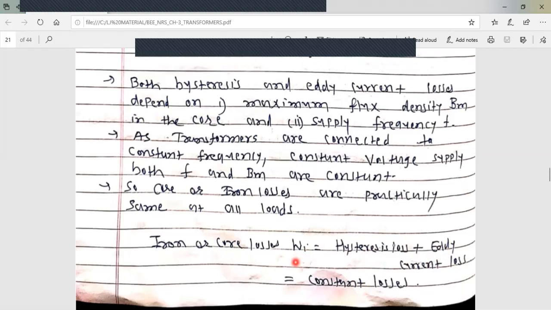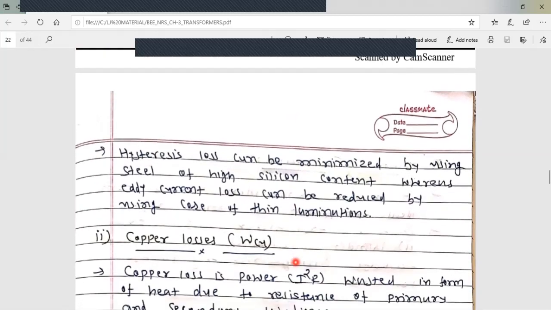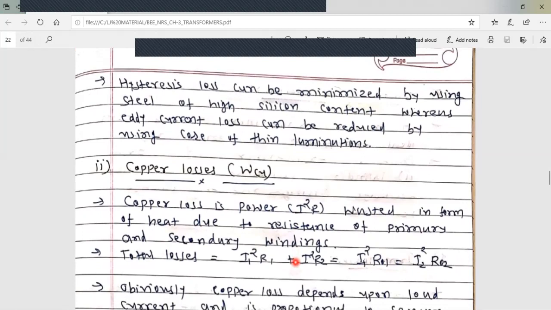Now the second loss is copper loss. Copper loss is power wasted in the form of heat due to the resistance of the primary and secondary windings. We know that in a transformer there are two windings, the primary winding and the secondary winding. I squared R is power wasted in the form of heat, and the loss that occurs is known as copper loss. It is also known as I squared R loss.